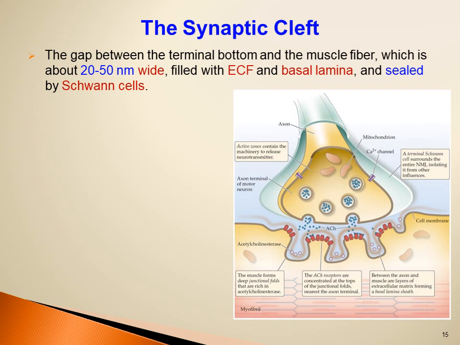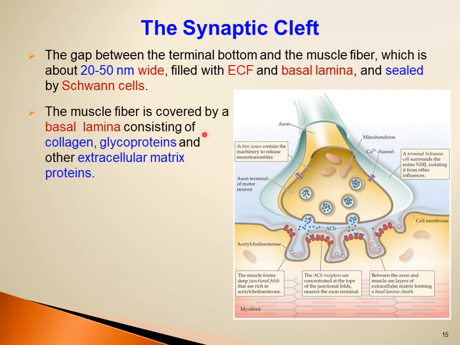Now let's talk about the synaptic cleft. The synaptic cleft is the gap between the terminal button and the skeletal muscle fiber, which is about 20 to 50 nanometers wide, and in some neuromuscular junctions it can be up to 100 nanometers wide. This cleft is filled with the extracellular fluid and the basal lamina that is composed of extracellular matrix, and this synaptic cleft is sealed all around by the Schwann cells.